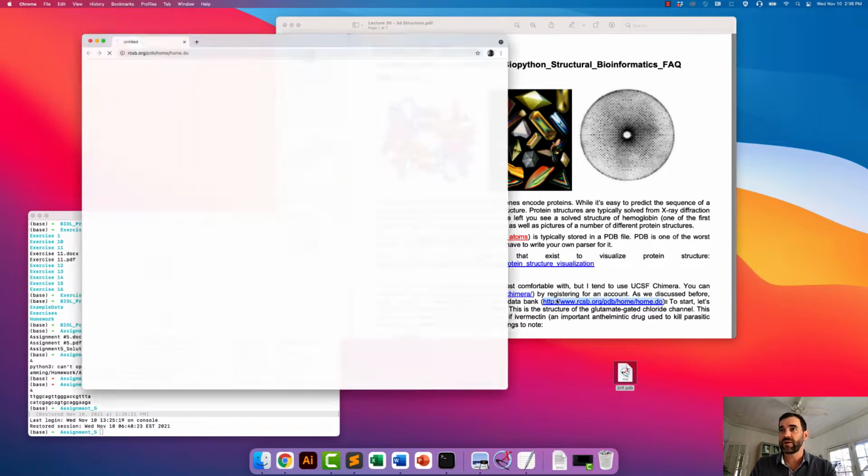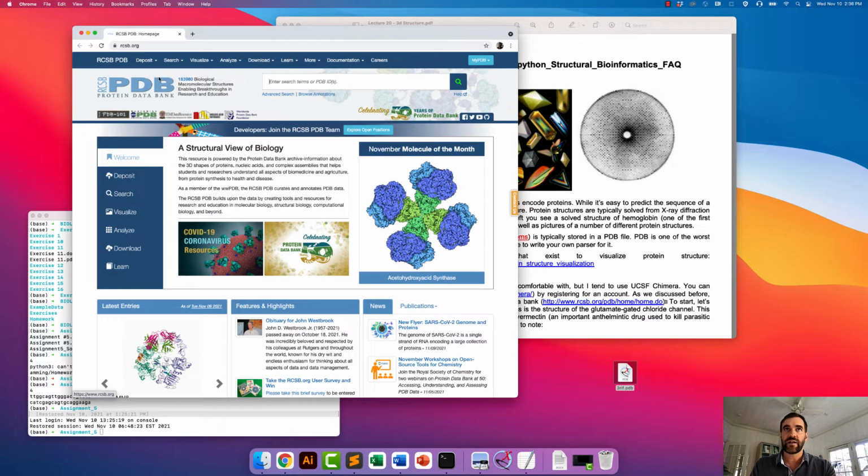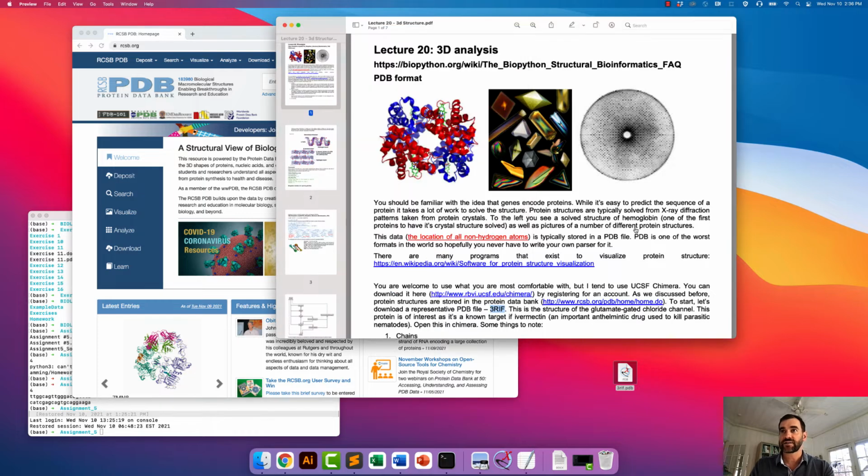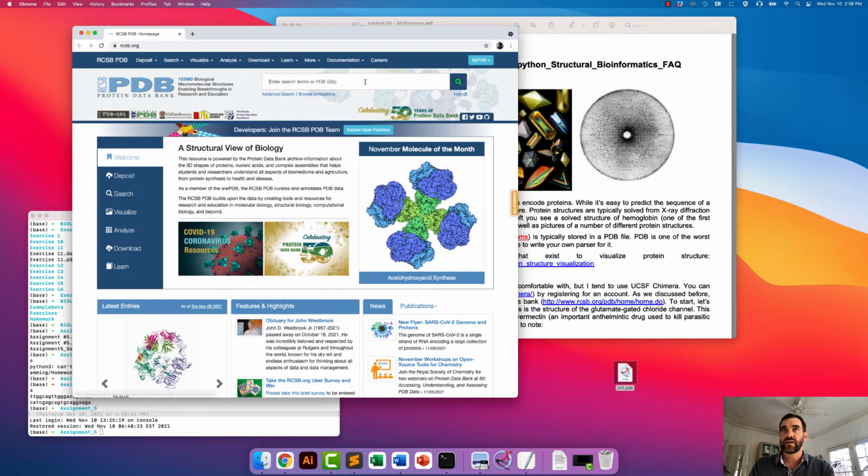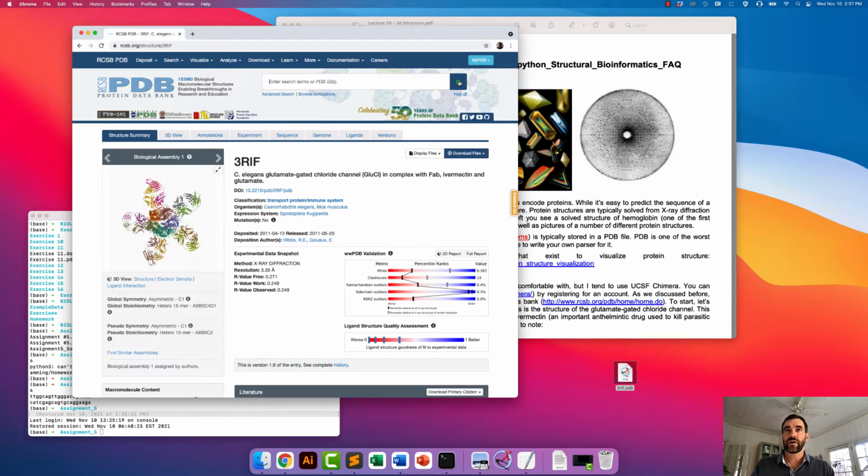But you can find PDB files by going to the PDB database, the Protein Data Bank, and then searching for your protein of interest. You can either search for the names of the proteins, or perhaps you can just search for the ID if you already know that. For this lecture and this first class, I'm going to give you the name of the structure we want to study, and that is 3RIF. That is a PDB ID that we are searching for. So we search that, and now we're able to find this particular structure.